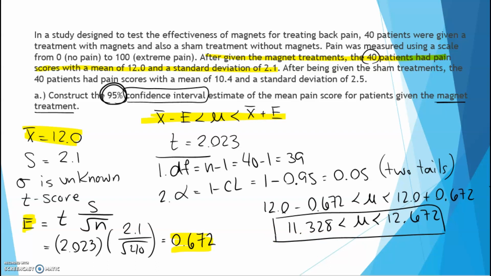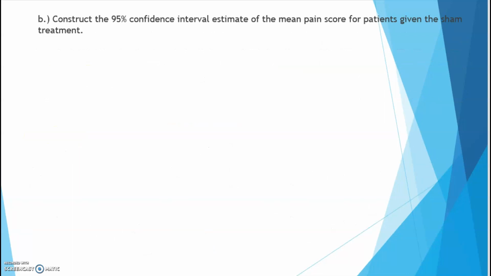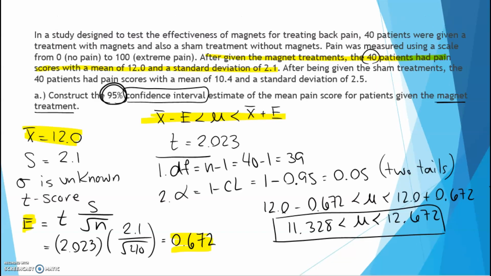Now we're going to do the exact same thing, except for now we're looking for a confidence interval for the sham treatment. So we need to go back here and find out the information they gave us for the sham treatment. So after being given the sham treatment, the 40 patients had pain scores with a mean of 10.4 and 2.5. Okay, so we have 40 patients. We have a mean of 10.4 and a standard deviation of 2.5. Same thing, since these two numbers came from the 40 patients, which is a sample, 10.4 and 2.5 are sample statistics.